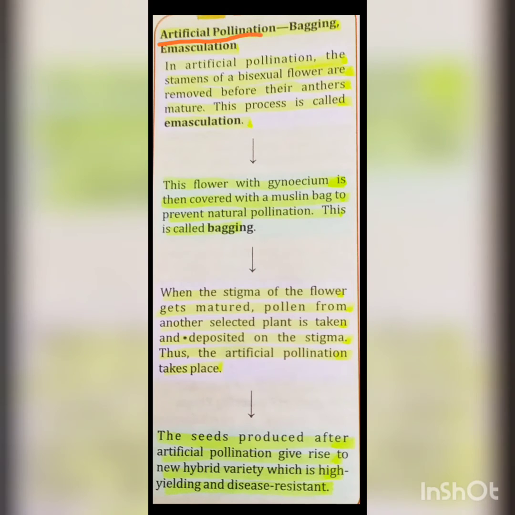Artificial pollination. In artificial pollination, the stamens of a bisexual flower, that is, a flower having gynoecium and androecium both, are removed before their anthers mature. This is called emasculation. The flower with gynoecium is then covered with a muslin bag to prevent natural pollination. This is called bagging. When the stigma of the flower gets matured, pollen from another selected plant is taken and deposited on the stigma. Thus, artificial pollination takes place.